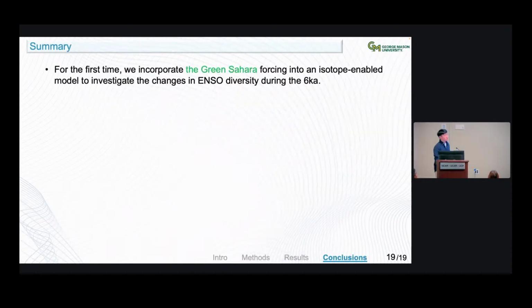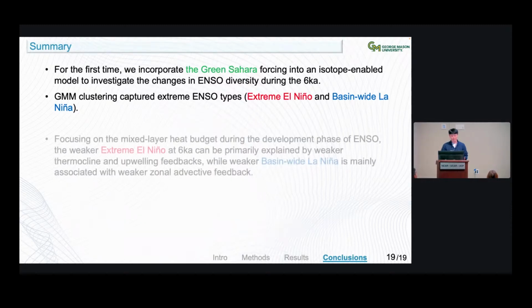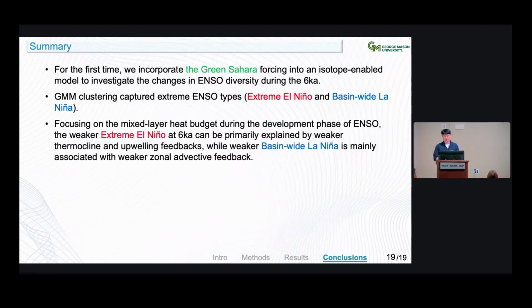All right, to summarize, for the first time, we compared the Green Sahara forcing in iCESM to look at ENSO diversity during 6Ka. Then we are able to capture not only extreme El Nino, but also baseline La Nina. Focusing on mixed-layer heat budget analysis, we are able to understand that weaker extreme El Nino can be primarily explained by weaker thermocline and upwind feedbacks, while weaker baseline La Nina can be mainly associated with weaker zonal advective feedback.